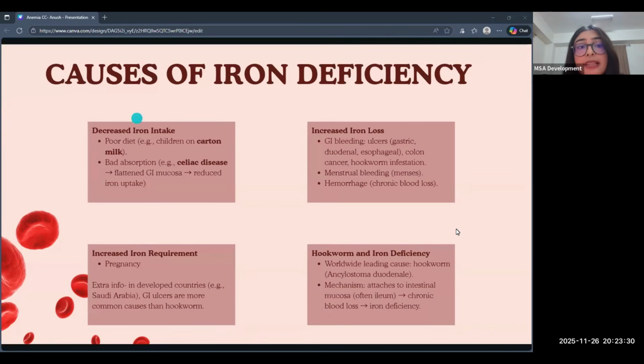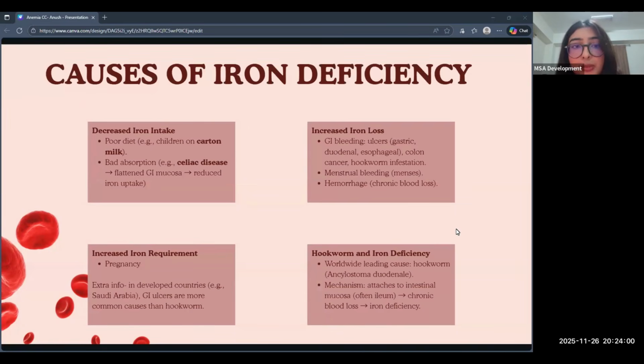Now, either it's an intake problem or there's loss, right? So it could be due to bleeding, it could be hemorrhage, chronic blood loss, or it could be menorrhagia. Now, it's very common for females to develop iron deficiency anemia. Why? Because there can be menorrhagia, excess bleeding from your menses. Now coming to increased iron requirement. So iron requirement is increased in pregnancy to prevent neural tube defects in the baby.